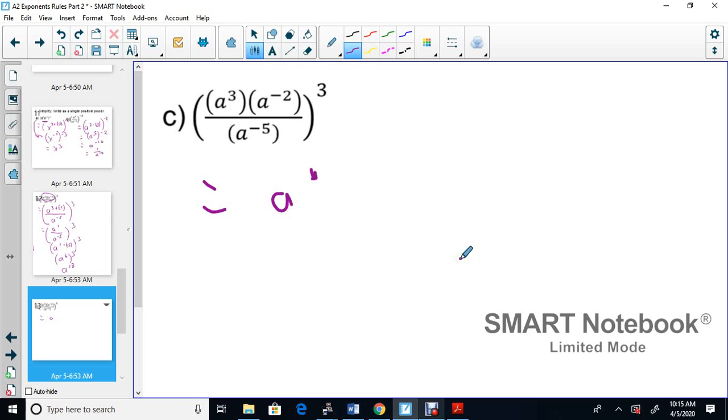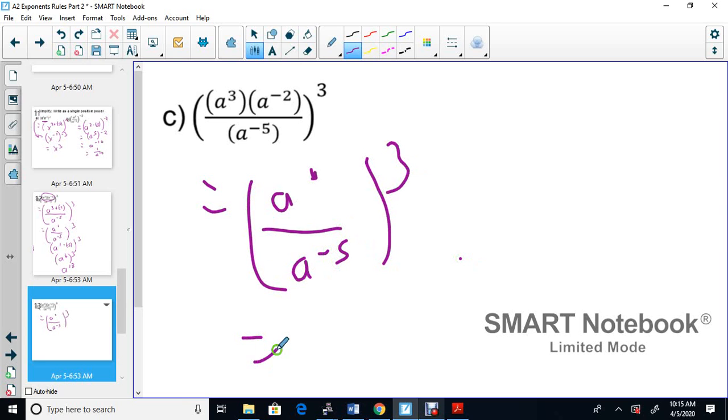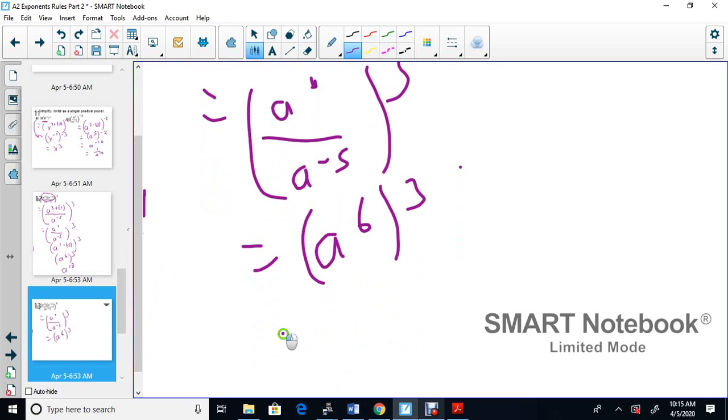Here I knew that would be a to the 1. If I add 3 plus -2, then I get a to the -5. Now I would subtract 1 and -5, and I'd get a to the 6 cubed. So I go 1 minus -5 on my calculator. And now, from this point, I would go 6 times 3. I get a to the 18.